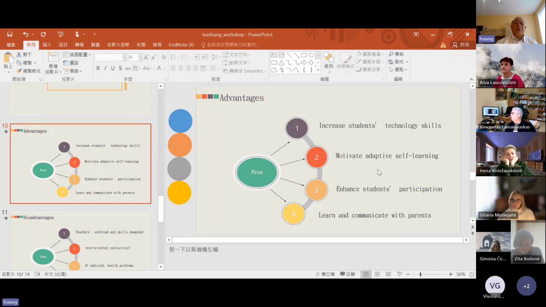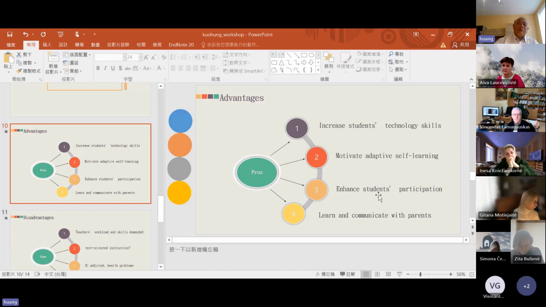If students can learn faster and better than their peers, an elementary school student can probably learn the content of secondary school if he or she learns very fast. So they can adapt it for self-learning, and that can enhance students' participation.